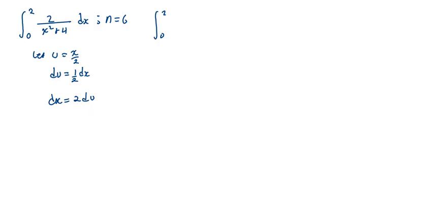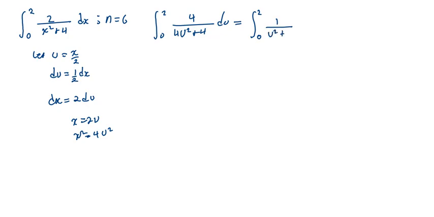So this is going to be 4 divided by, so here you have x. What is our x? From this expression, you observe that your x is equal to 2u, meaning x squared will be equal to 4u squared. So that will be 4u squared plus 4 du. If you simplify this further, you're going to find that the 4 is going to cancel on the numerator, as well as on the denominator, because you're going to factor it out. So we just end up with 1 over u squared plus 1 du.